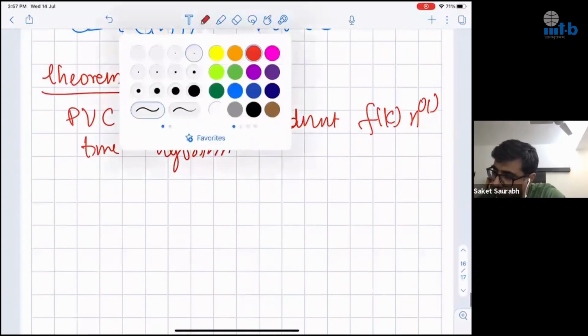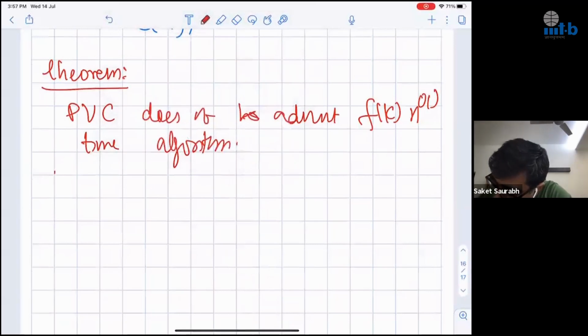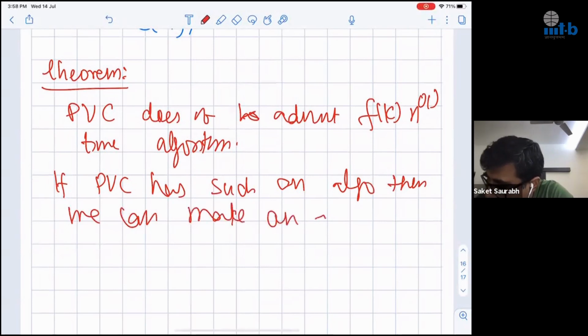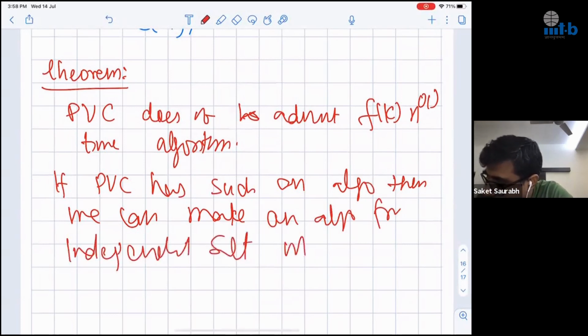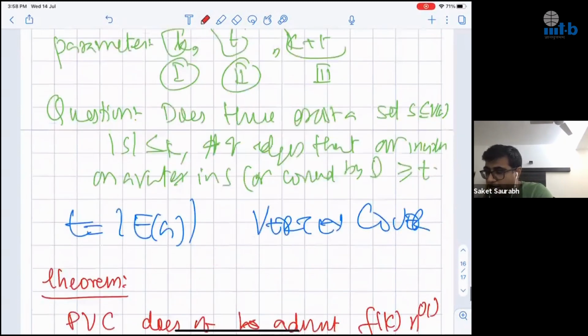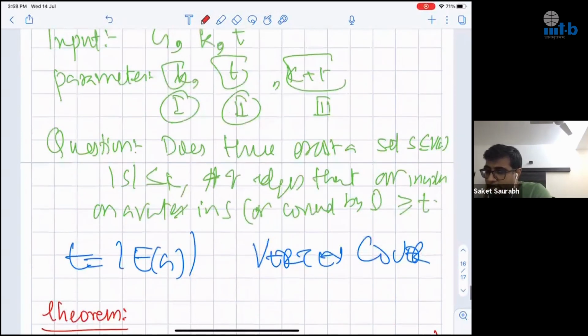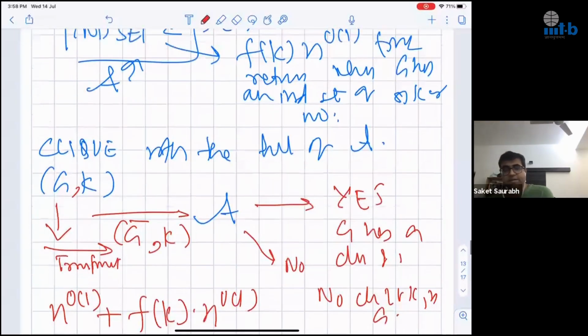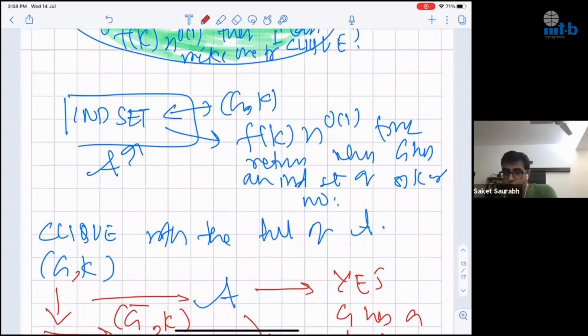I'm going to show you that if partial vertex cover has such an algorithm, then we can make an algorithm for independent set with running time f of k times n to the power big O of 1. And we have already shown that independent set cannot have such an algorithm, by reduction from clique. Remember, we gave a reduction, right? That if independent set has such an algorithm, then clique will have such an algorithm. So that implies that independent set also cannot have such an algorithm, if we assume that clique cannot.